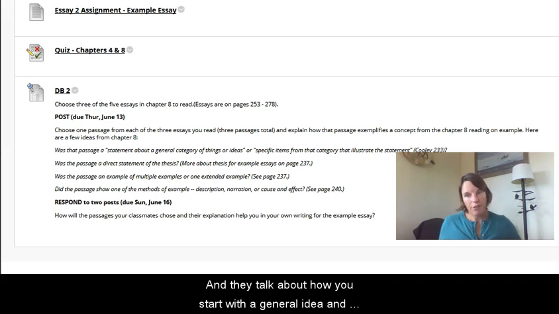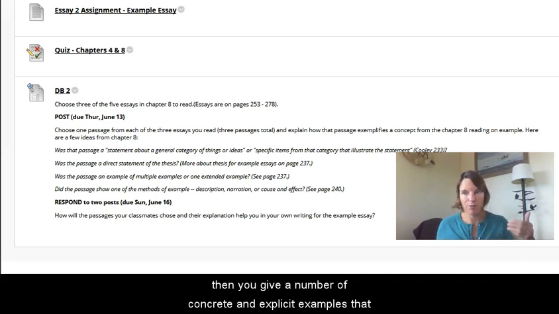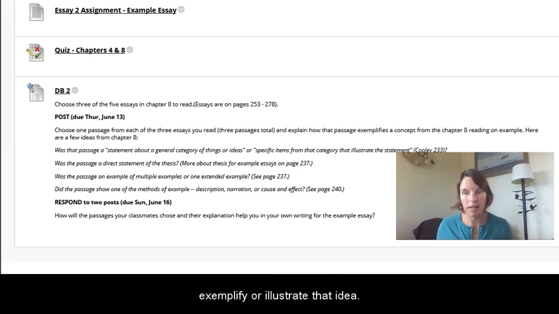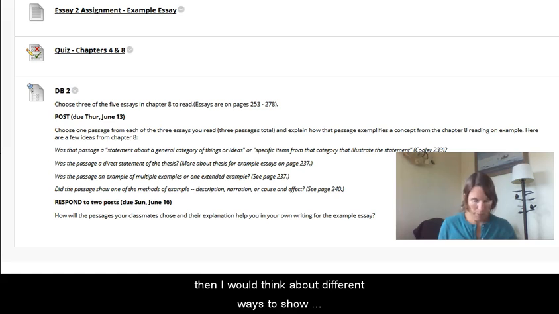And they talk about how you start with a general idea and then you give a number of concrete and explicit examples that exemplify or illustrate that idea. So if I'm going with the example of my dogs are real lifesavers, then I would think about different ways to show examples of that.